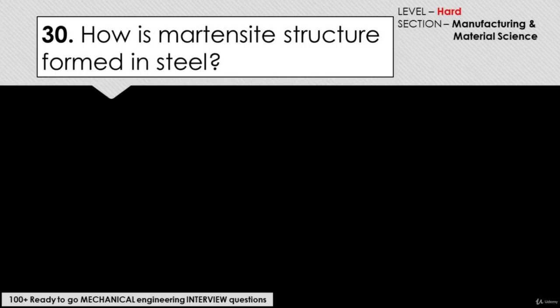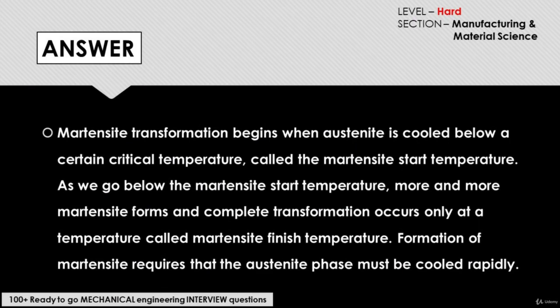How is martensite structure formed in steel? Martensite transformation begins when austenite is cooled below a certain critical temperature, which is called the martensite start temperature. As we go below the martensite start temperature, more and more martensite forms and complete transformation occurs only at a temperature called martensite finish temperature.